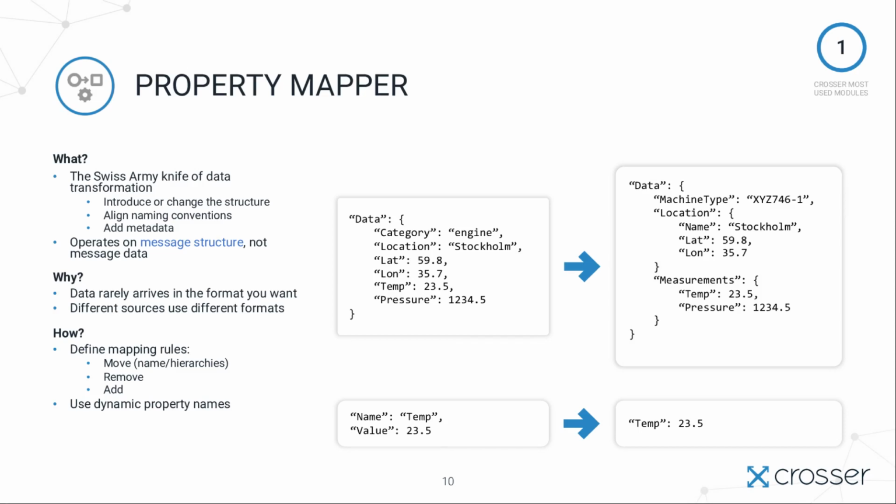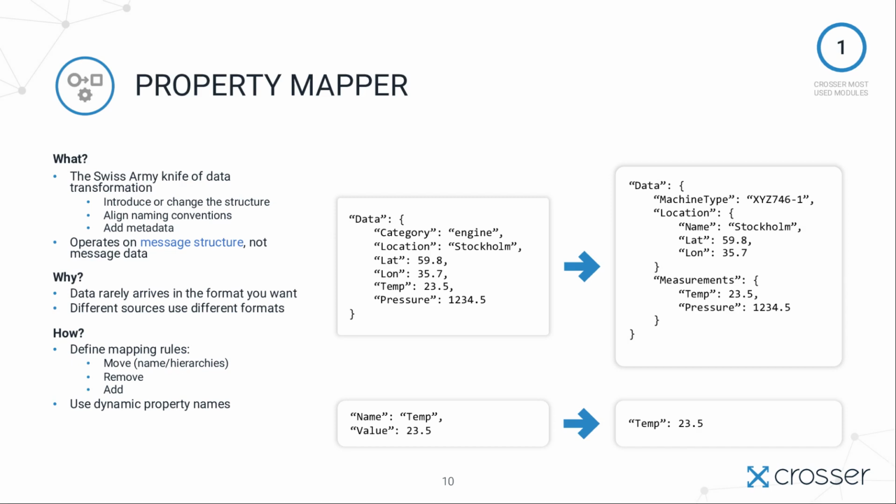And the way that you do that in this module is that you define mapping rules. There are three types of mapping rules that you can define. There is what we call move, which you use to move an input property, or a property that you have on the input message, to a new property in the output message. That move operation could be just moving it to another name, i.e. renaming it, but it can also be moving it to another hierarchy level. So you can move it to a new level to introduce hierarchies. You can move it upwards to remove hierarchy levels. So you have full flexibility there in operating on the hierarchical structure of the message.